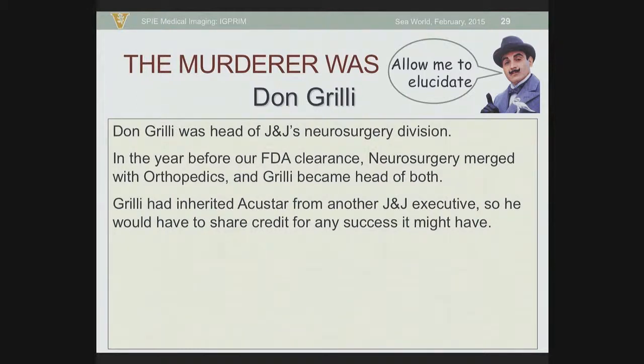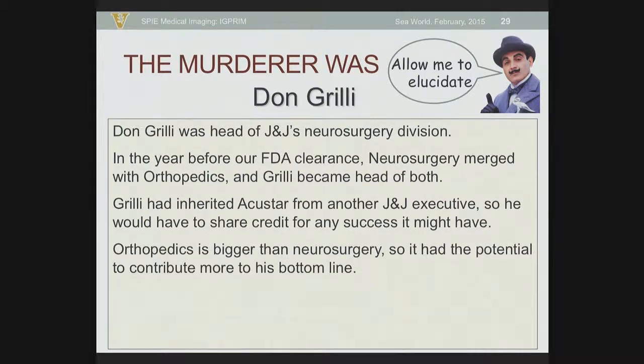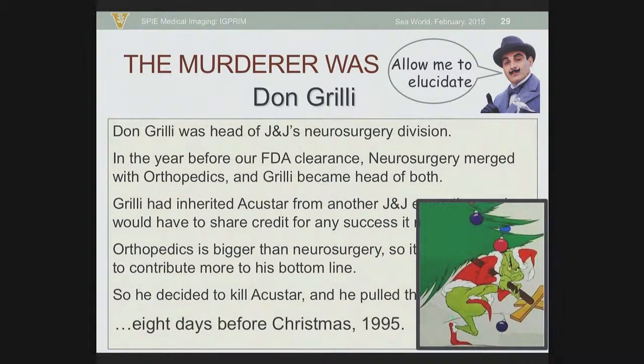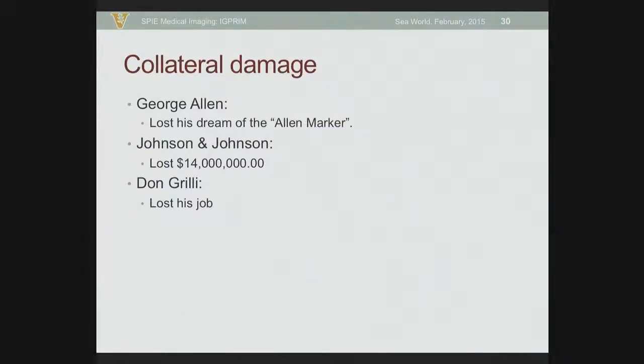Grilly had inherited AccuStar from another Johnson & Johnson executive, so he knew everybody would say, oh, you didn't really do this. He wouldn't get full credit for it. And orthopedics is bigger than neurosurgery, so it had the potential to contribute more to his bottom line, so he wanted to emphasize that. Bonuses are definitely based on bottom lines. So he wanted it out of the way. So he decided to kill it. And he pulled the trigger, folks. It's 8 days before Christmas, 1995. You're a mean one, Mr. Grilly.